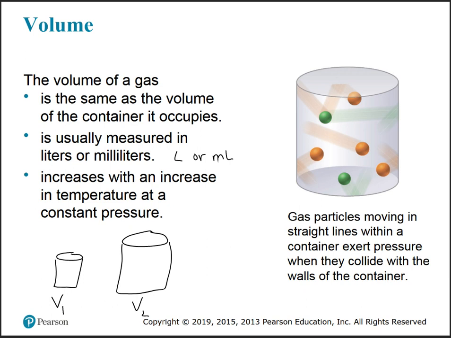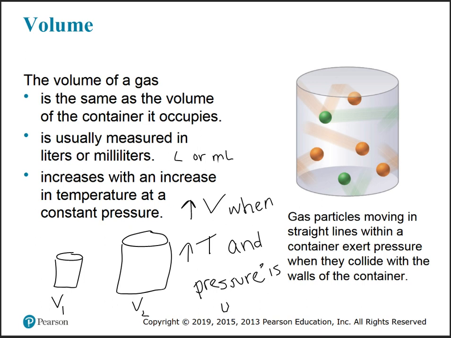So the volume will increase when the temperature increases and pressure is constant or unchanged. That's a different way to write out what was written in this last bullet point. I will use P or V or T with the arrows for up or down to increase or decrease as my shorthand. So that's the volume of a gas.